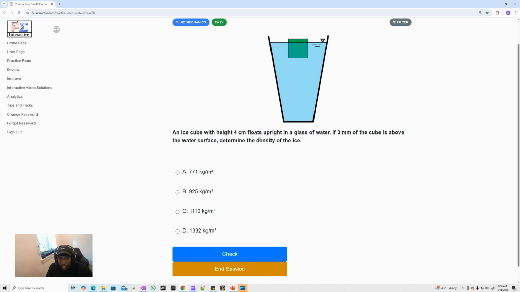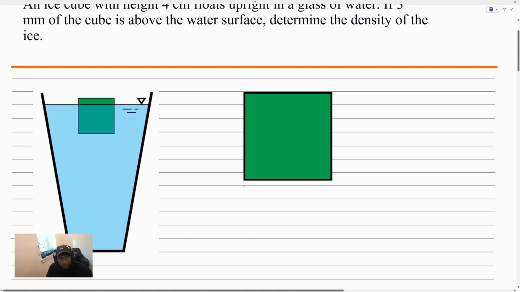It says an ice cube with a height of 4 centimeters floats upright in a glass of water. If 3 millimeters of the cube is above the water surface, determine the density of ice. Okay, so let's transfer this to a clean sheet of paper.